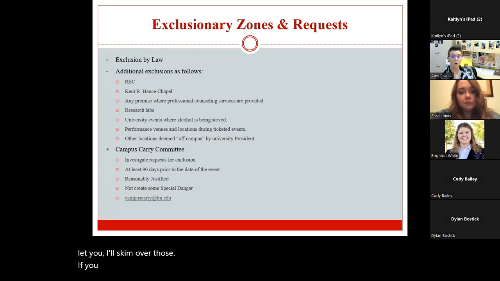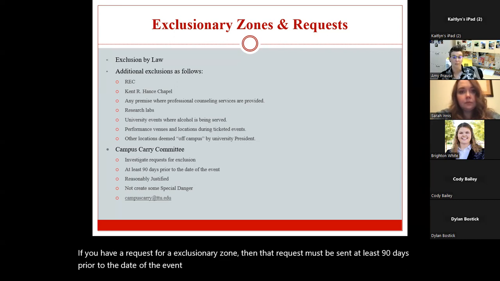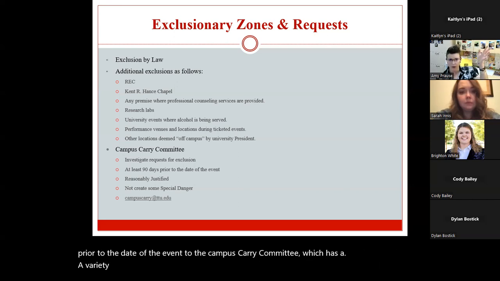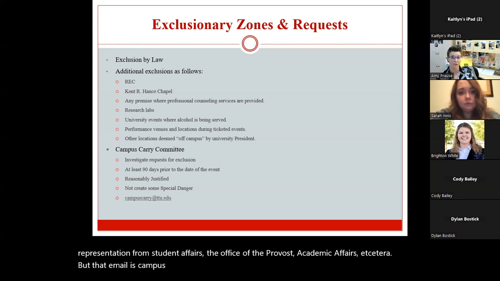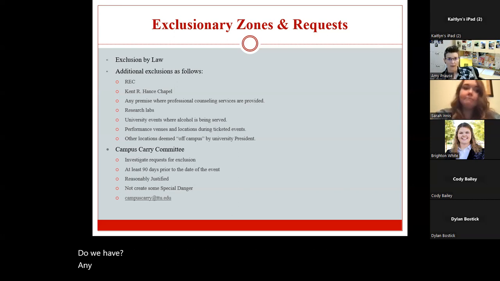If you have a request for an exclusionary zone, then that request must be sent at least 90 days prior to the date of the event to the Campus Carry Committee, which has a variety of people who sit on it. There is student representation on that committee, as well as representation from Student Affairs, the Office of the Provost, Academic Affairs, etc. But that email is campuscarry@ttu.edu. Do we have any questions about carrying firearms on our person on campus?